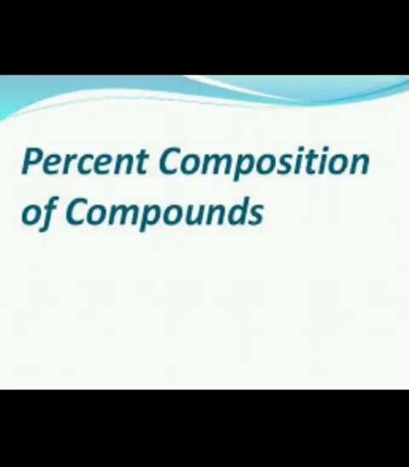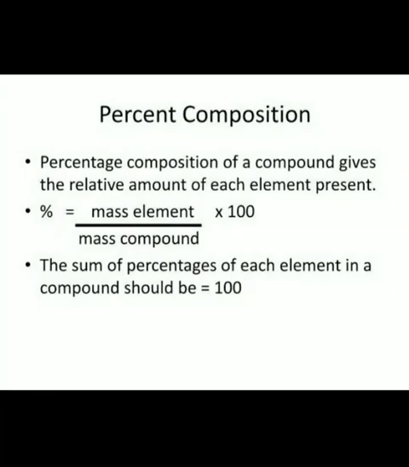Percentage composition of a compound is the percentage by weight of each element present in that molecule of a compound. Clear? That means the percentage composition of a compound gives the relative amount of each element present in the molecule of a compound. So what is the formula?